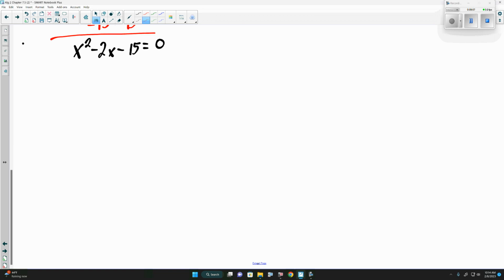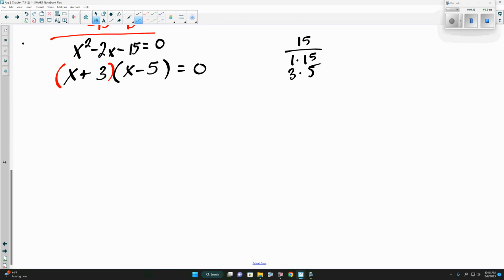Now at this point here, we can factor this. Our two sets of parentheses. Since the 15 is negative, our signs are opposite. One's going to be positive, one is going to be negative. Factors of x squared are x and x. Now the factors of 15 are 1 and 15 or 3 and 5. Which one do we want to use? 3 and 5. Which one's positive? Which one's negative? 3 is positive, 5 is negative.